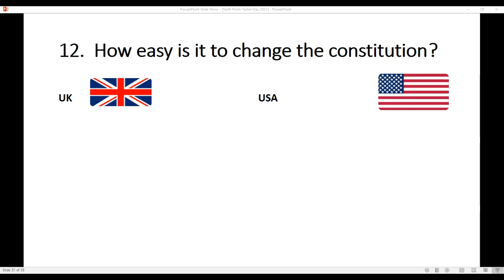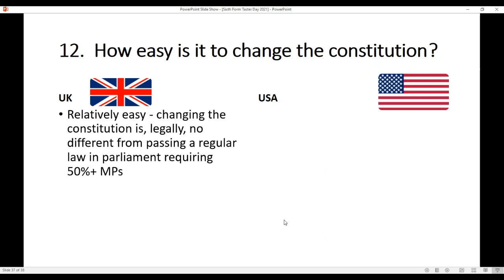Okay, the answer coming up is it's relatively easy in the United Kingdom. Changing the constitution is legally no different from passing a regular law in Parliament, requiring 50% plus MPs. So if you've got a majority in Parliament and all those MPs do as they're told by their leader, then it's relatively easy for a Prime Minister to change the constitution by law.